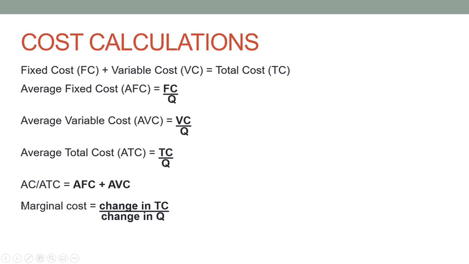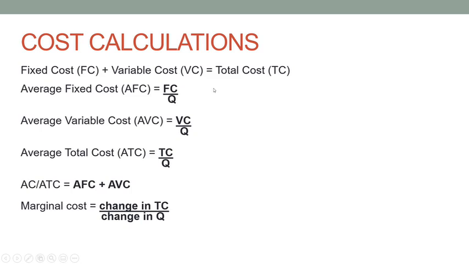And how would you define marginal cost? This is the cost of the last unit produced. So therefore, to calculate the marginal cost, it is the change in total cost over the change in quantity. Remember, your average cost is total cost divided by quantity, but your marginal cost is the change in total cost divided by the change in quantity.